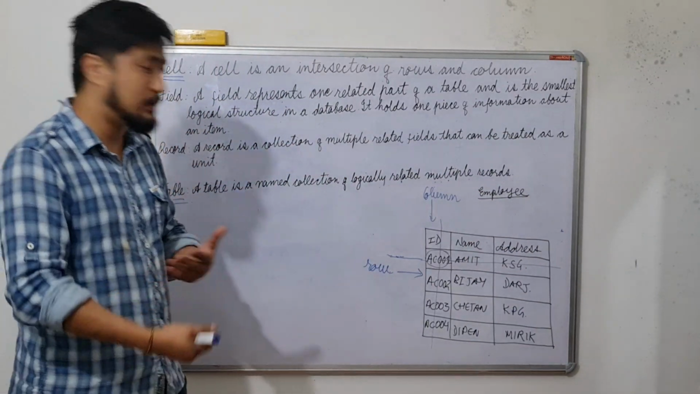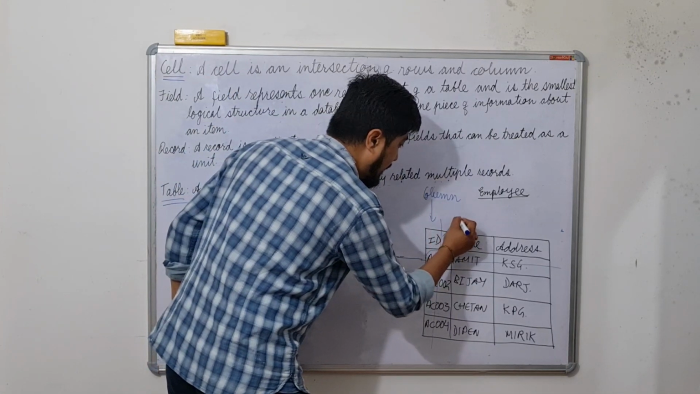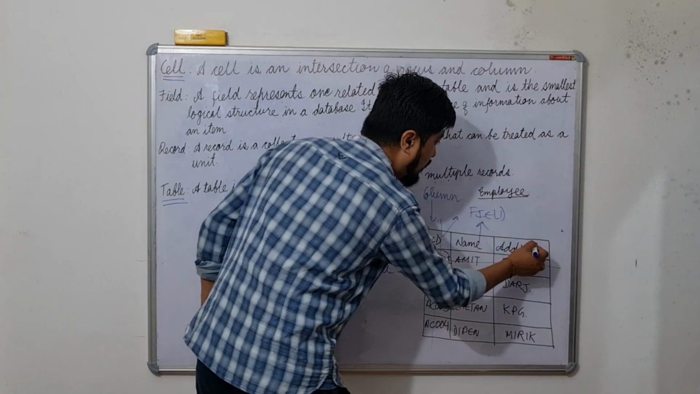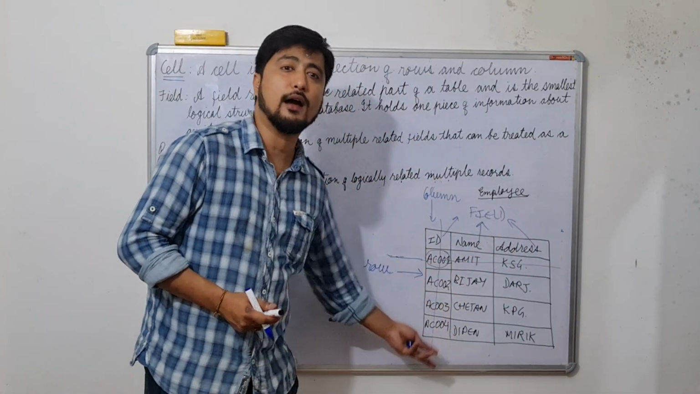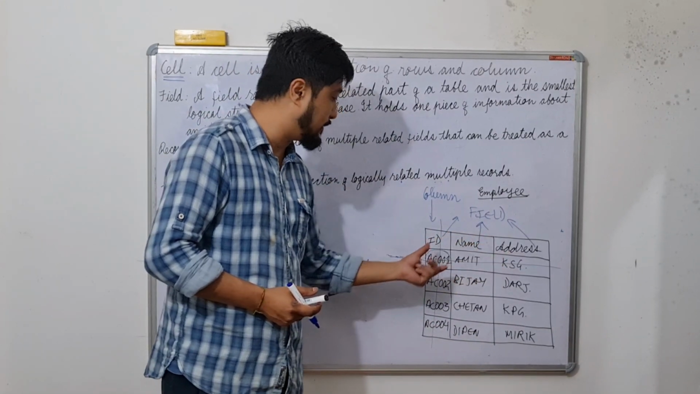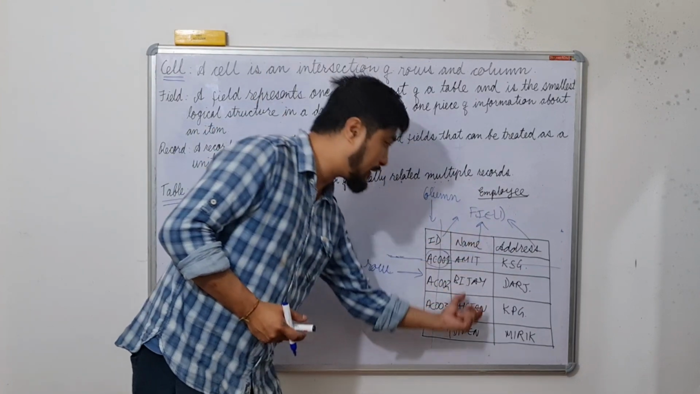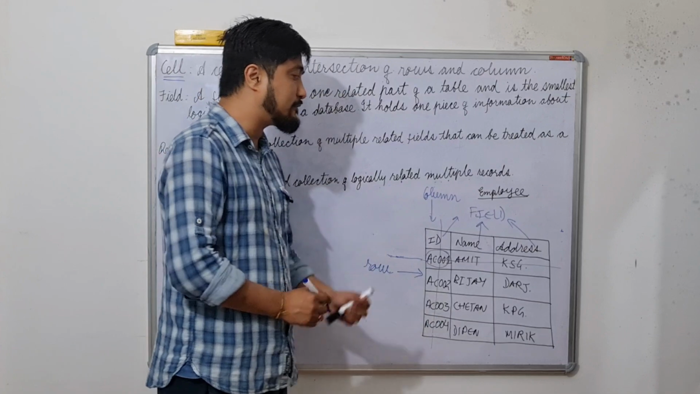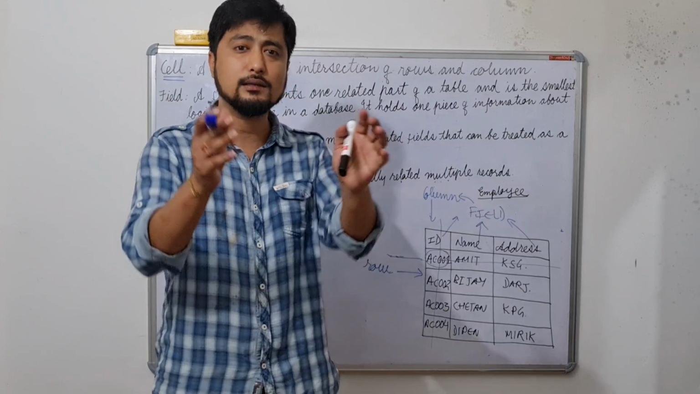So what do you mean by this? Let's see. Each and every heading is known as a field, under which the values are stored. So how many fields are there? There are 3 different fields. Under the ID field there are 4 different values, under the name field there are 4 different values, and again in the address field there are 4 different values. And we can call these fields columns also.